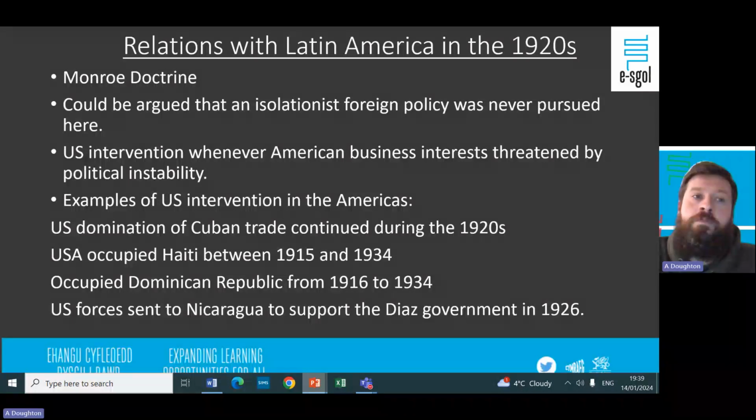You could argue that an isolationist policy was never pursued in Latin America because there are a number of examples of intervention. So you've got occupying Haiti between 1915 and 34, occupying the Dominican Republic, sending forces into Nicaragua. Now, they're examples of America getting involved. It's clear that in terms of Latin America, there's no policy of isolationism.